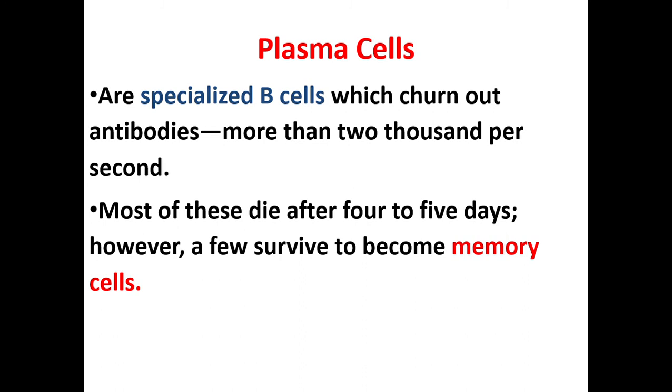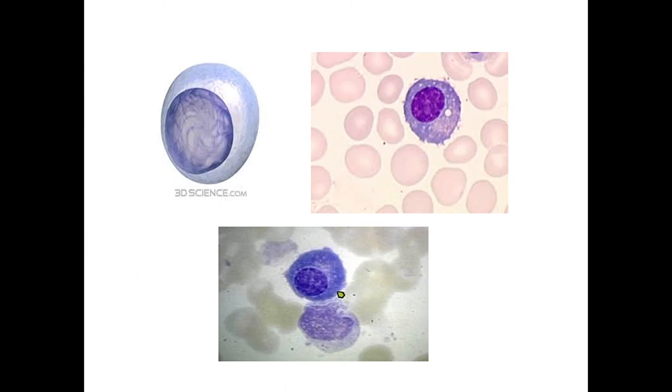Most of these cells die after 4 to 5 days, and those that survive will become memory cells or memory B cells. We have here an illustration of the plasma cell, with its characteristic location of the nucleus, which is found at the peripheral part of the cell or at one side of the cell, with its cartwheel appearance of the chromatin material within the nucleus.